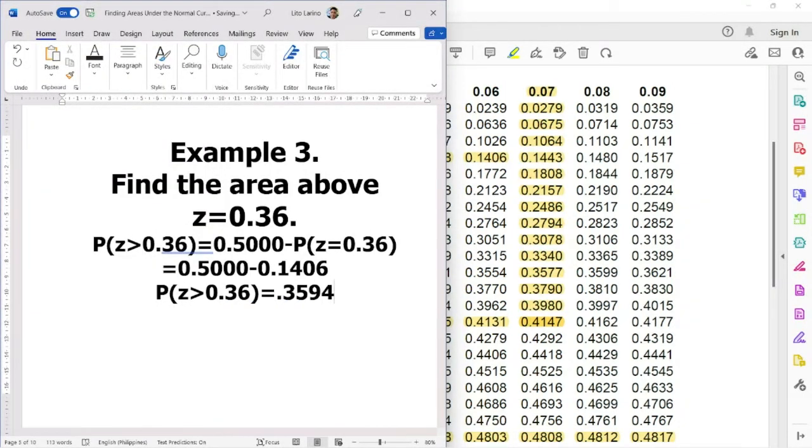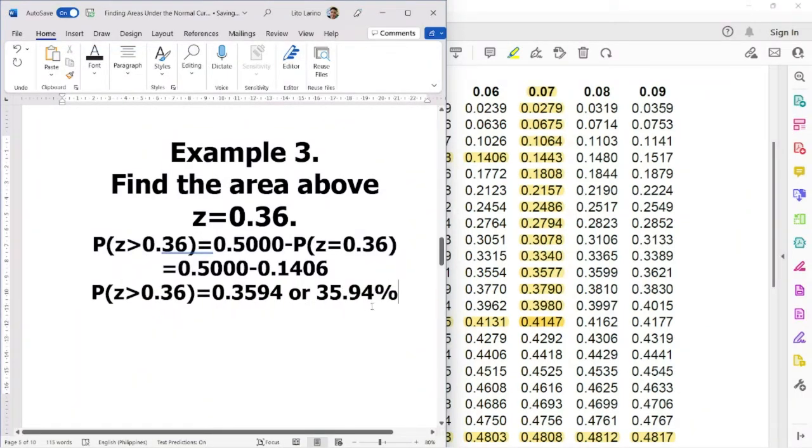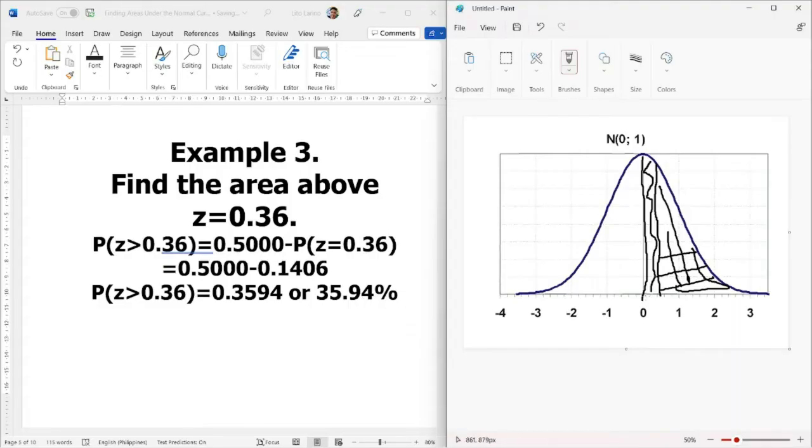Thus, the area above the z-score 0.36 is 0.3594, or that is 35.94%. That is only 35.94%. This area, this one, okay, above the given z-score.